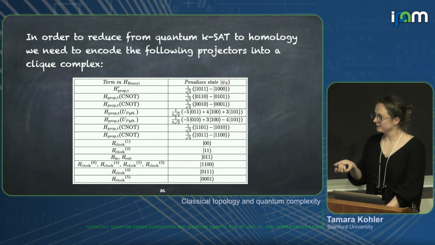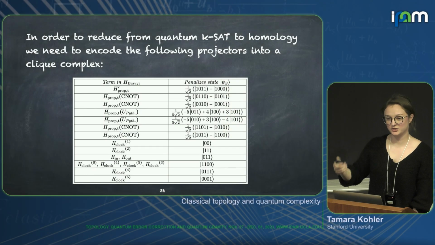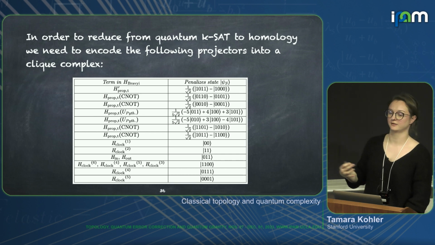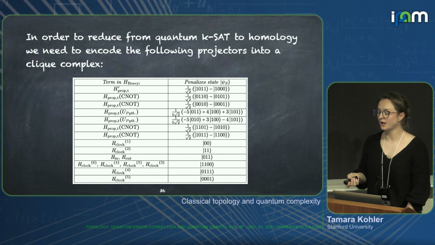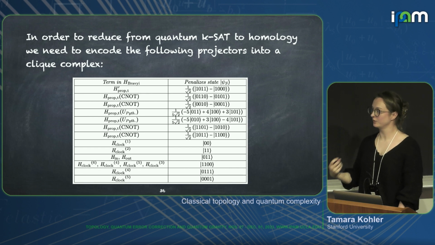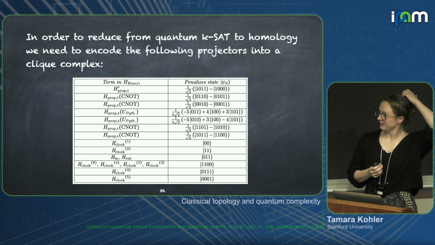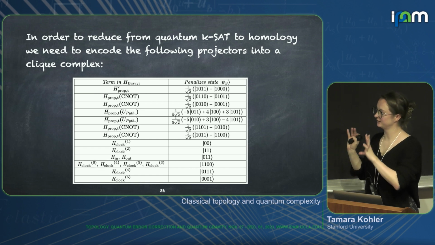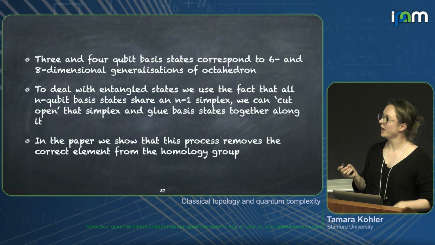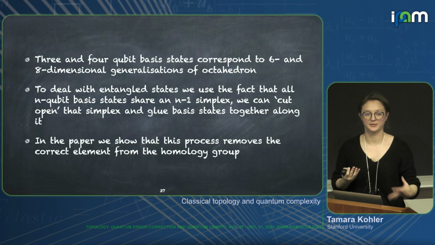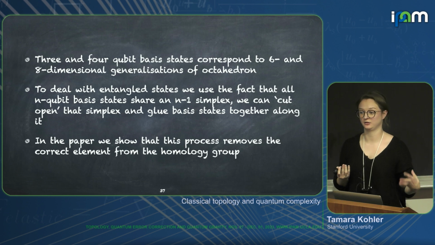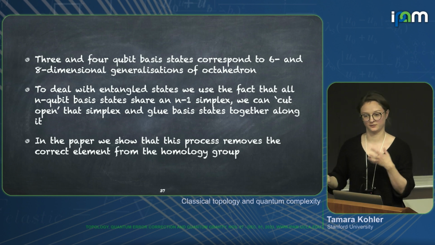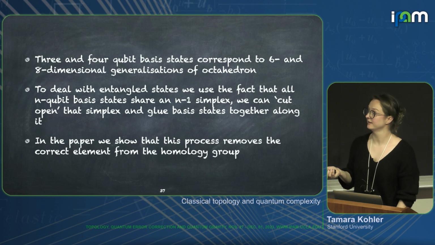Okay, if you look at this list of projectors that we need to implement, you'll probably notice that most of the projectors are actually 3 and 4 qubit projectors. That's tricky because 3 and 4 qubit projectors correspond to 6 and 8 dimensional cycles, which are kind of hard to draw. But we can deal with them in exactly the same way as we've dealt with the 1 and 2 qubit cases.